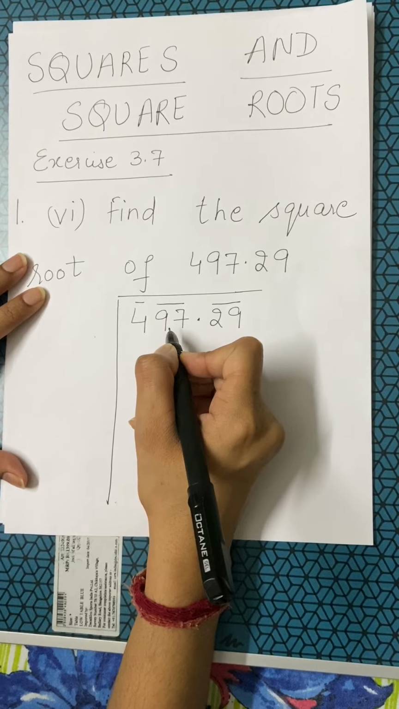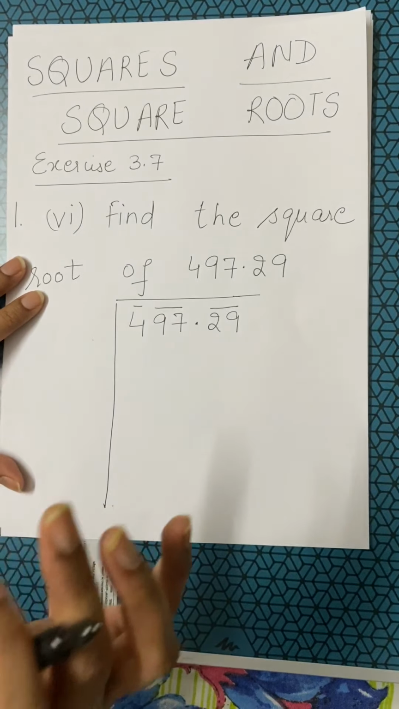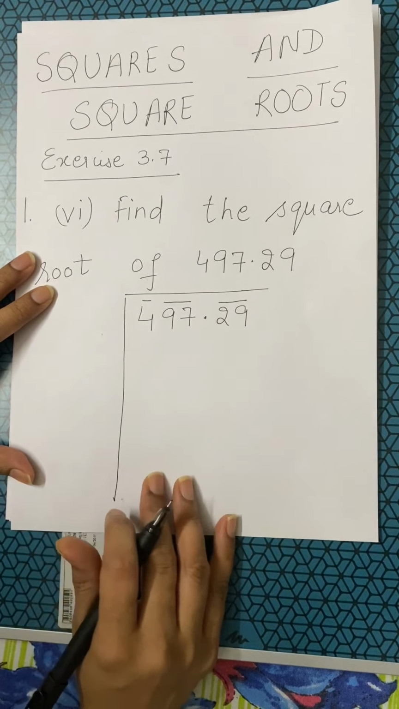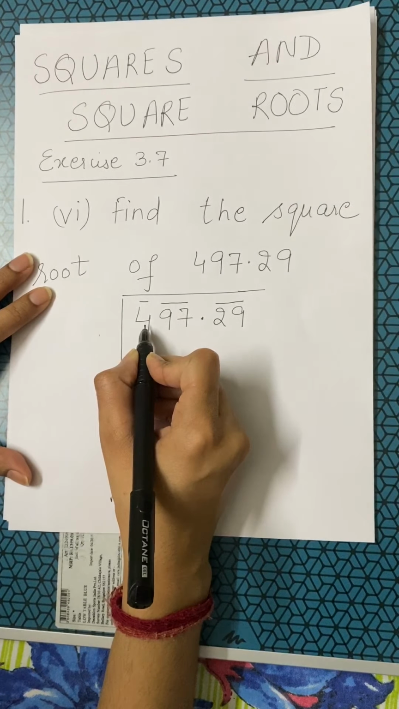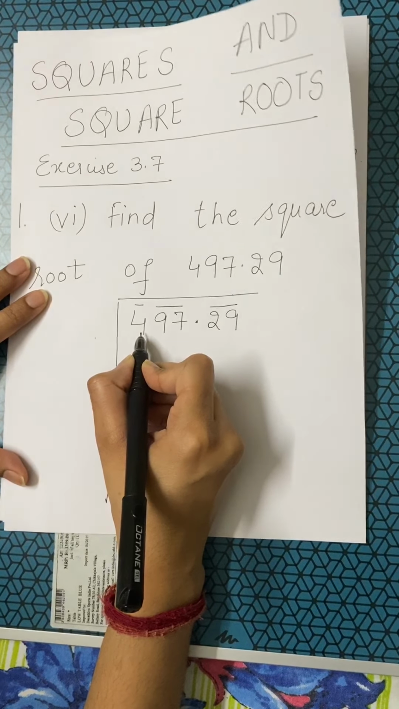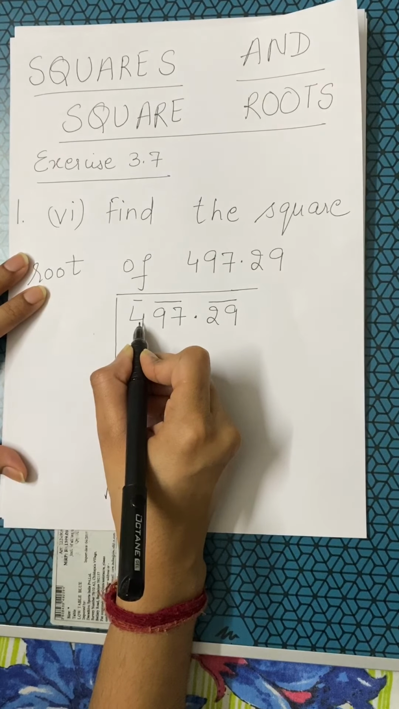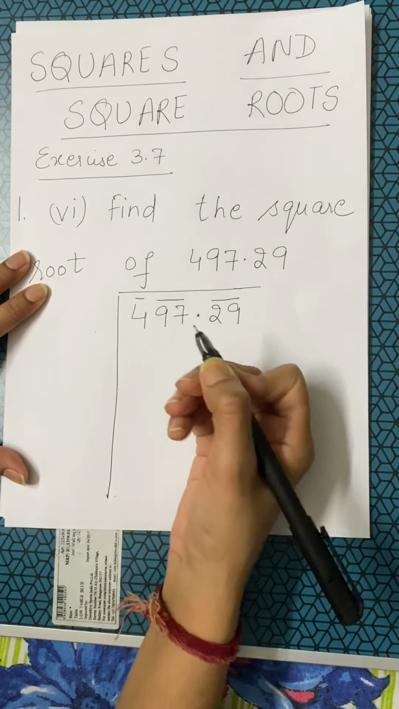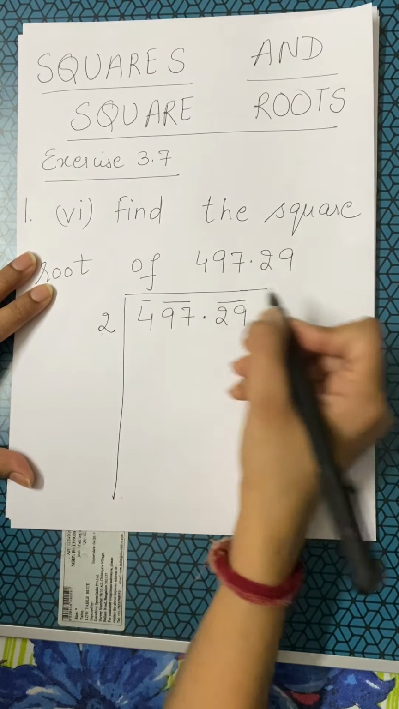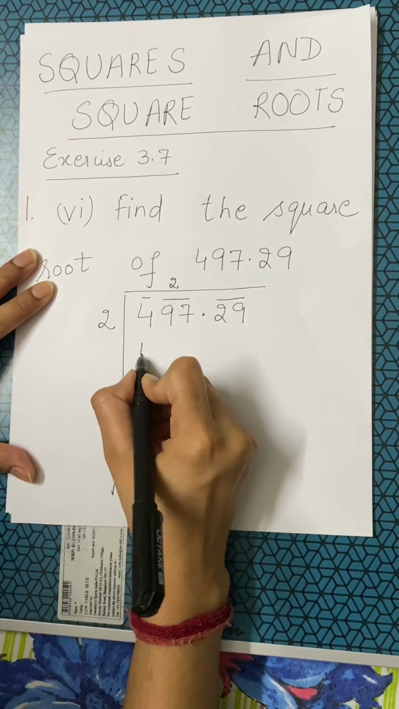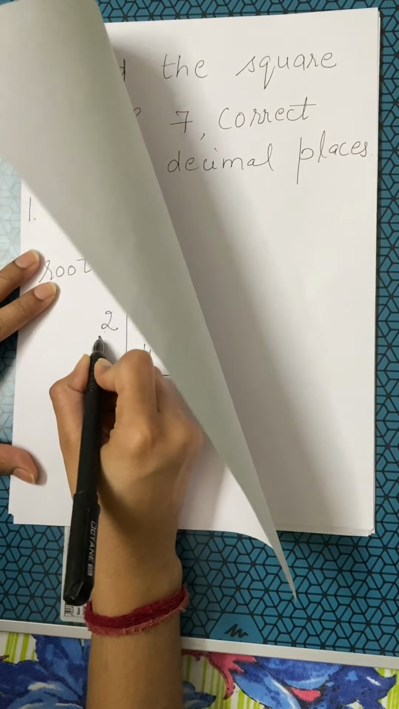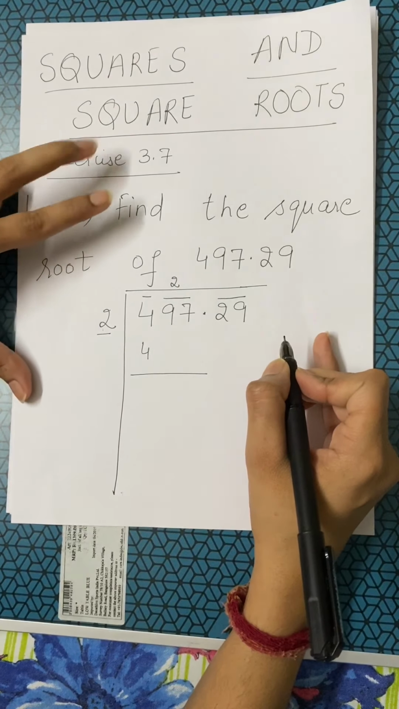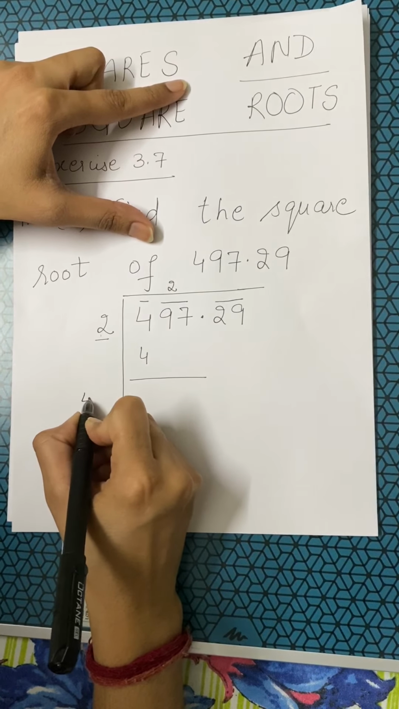And then the way we used to do the long division, the concept will remain the same. Let us start with this. Now here the first group is coming out to be 4. The perfect square which is equal to or less than 4 is 2 times 2. So I will write 2 here and I will write 4 here. This number will be multiplied by 2, which means it will be 4 here.